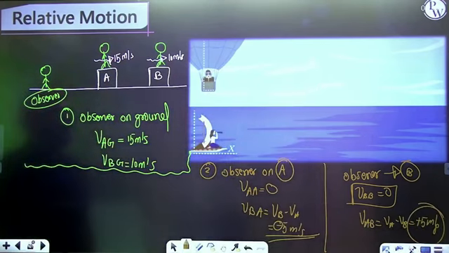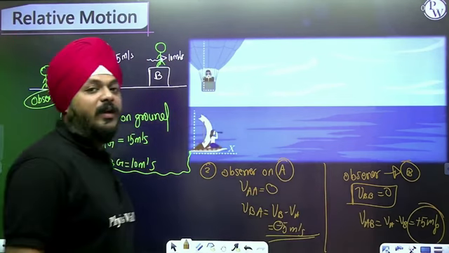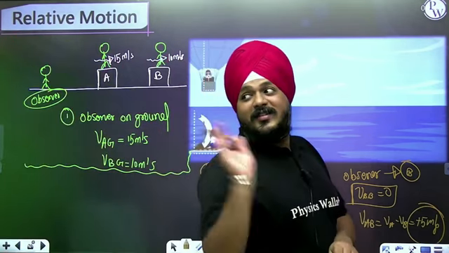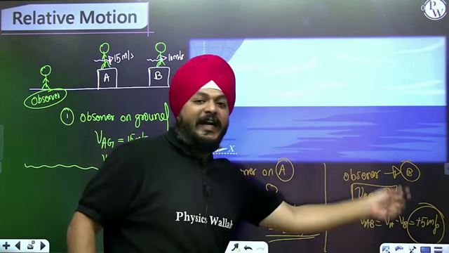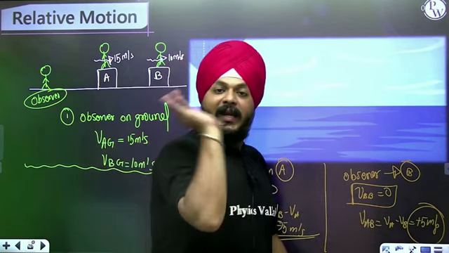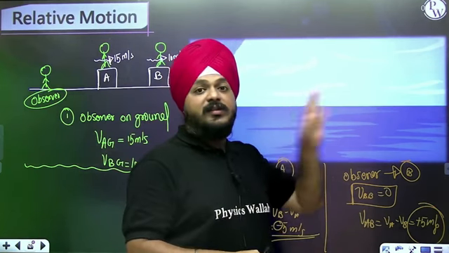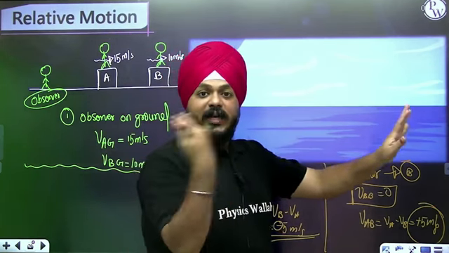Okay, B is here. A is coming nearer. So this positive sign indicates A is coming this side. According to the sign convention, this side we have taken as positive, and this side we have taken as negative.